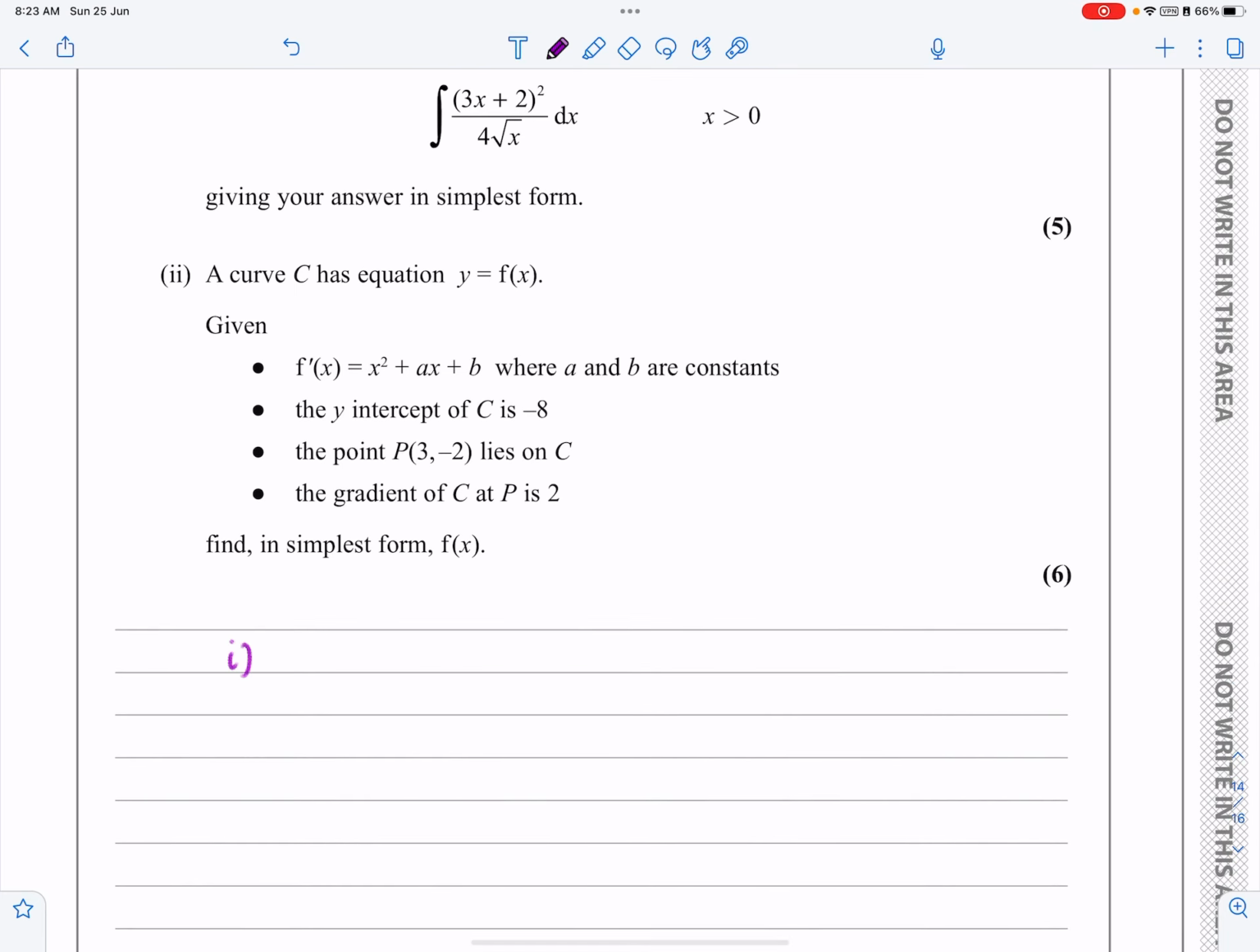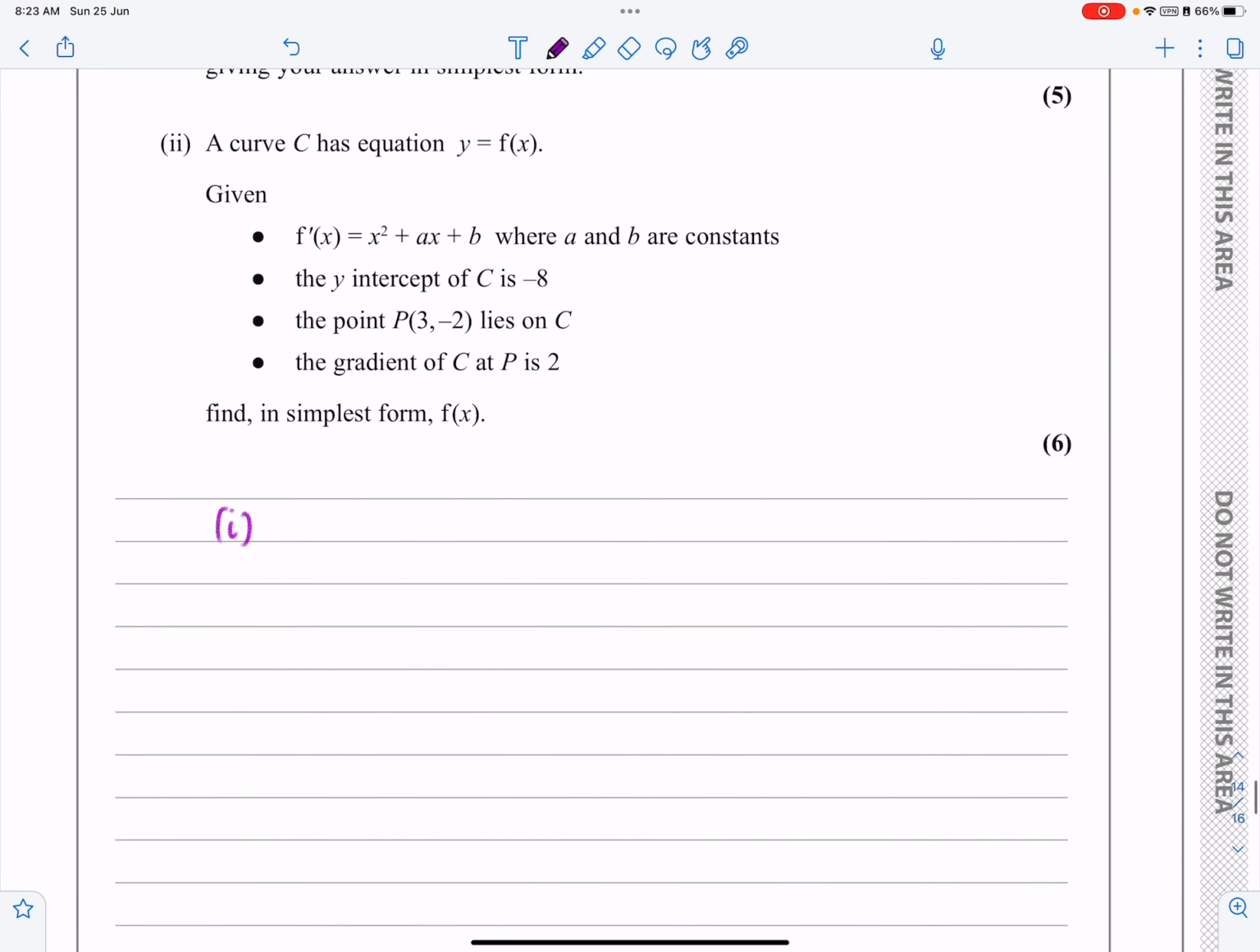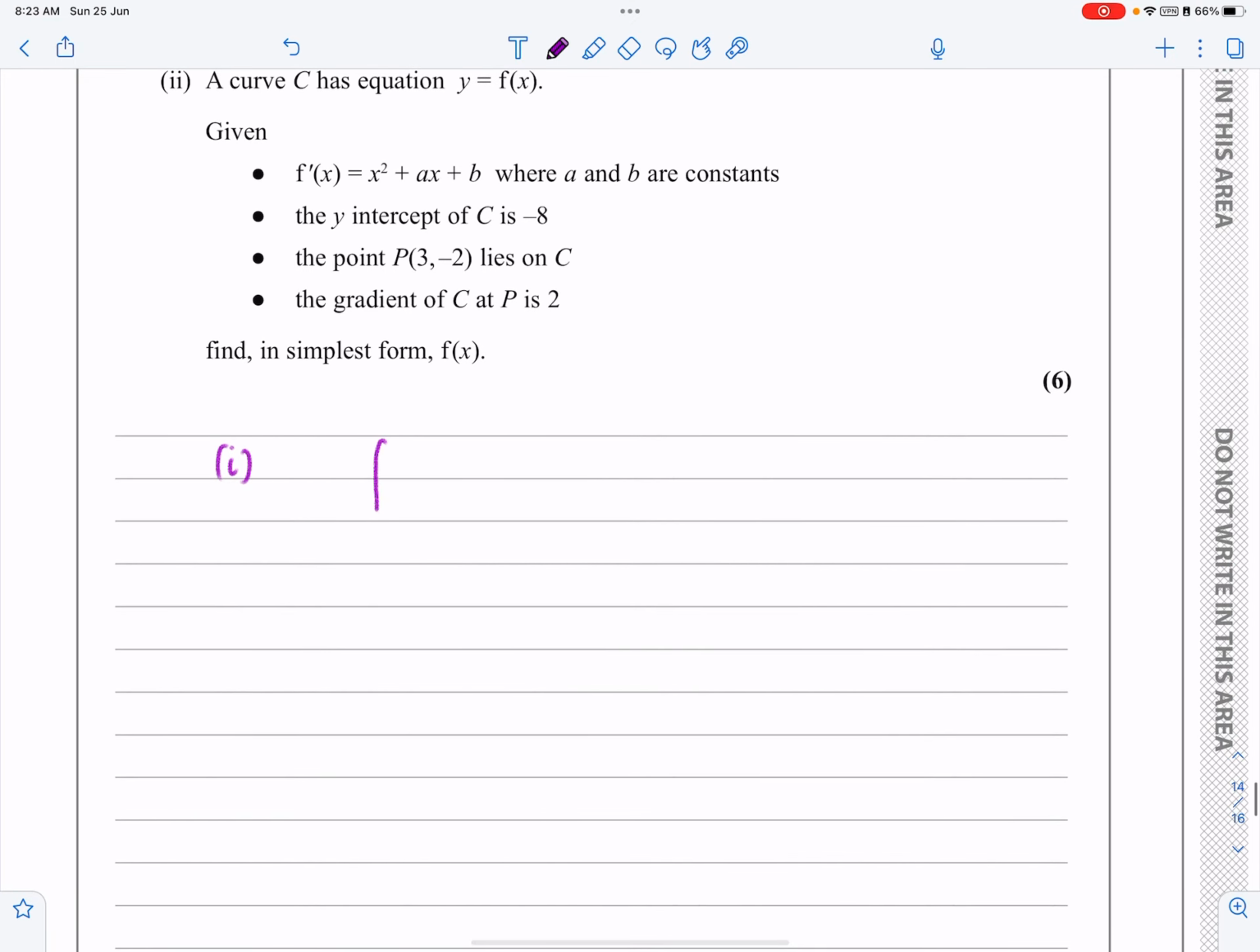So part 1 says, can we integrate (3x + 2)² all divided by 4 root x dx. What we need to understand is that we're going to multiply out the bracket here and end up with a quadratic. We're going to accept the fact that this is 4x to the half. We will divide our quadratic into 3 different terms and then integrate everything.